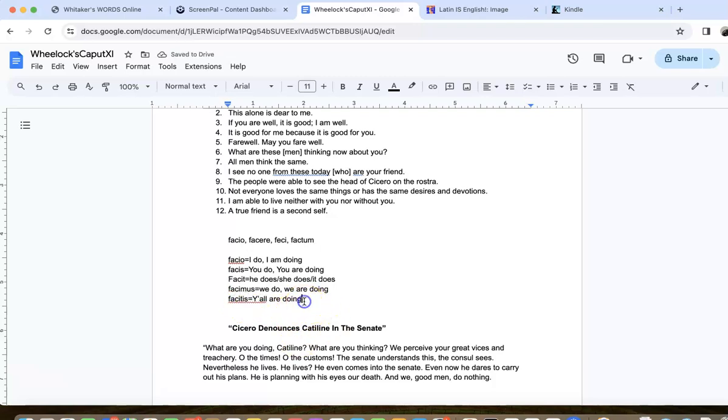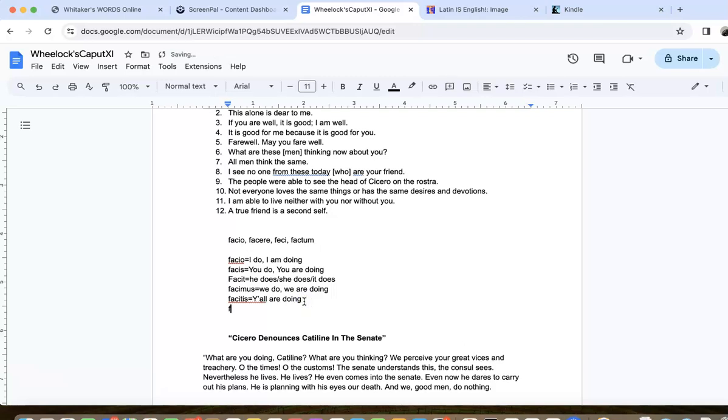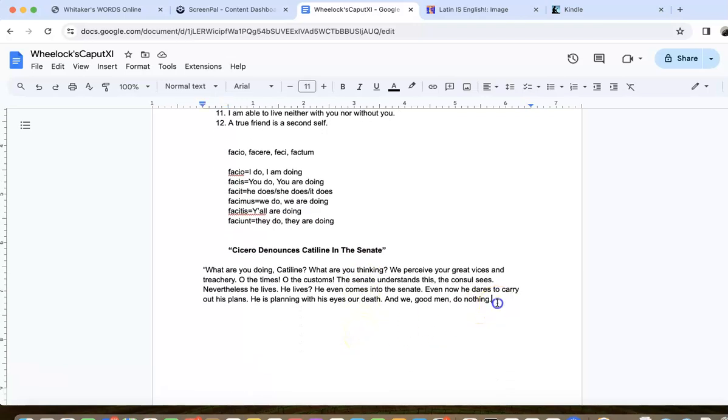Yeah. And then the last one, faciunt, means they do, or I'll write the full one here, they are doing. So this goes back to our -o, -s, -t, -mus, -tis, -nt. So that's the key to learning verbs, is to understand the meaning of the word by the base or the stem, in other words, vocabulary, but then be able to identify the proper form of the conjugated verb by the ending, in this case, -o, -s, -t, -mus, -tis, -nt. All right, so we've talked about that before, but it's always a good review.